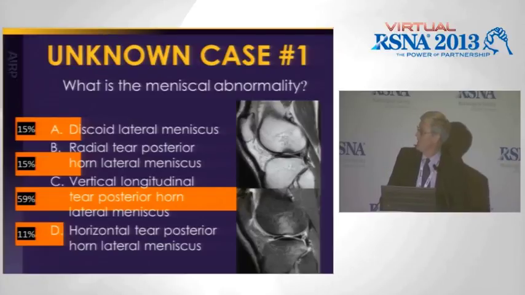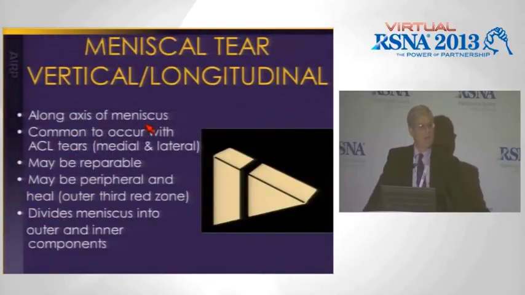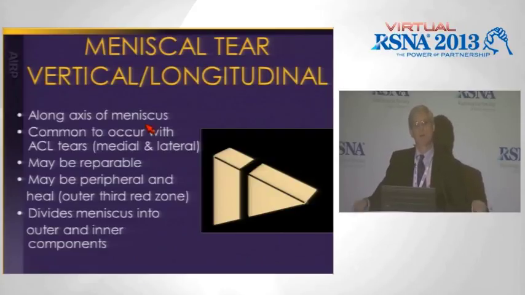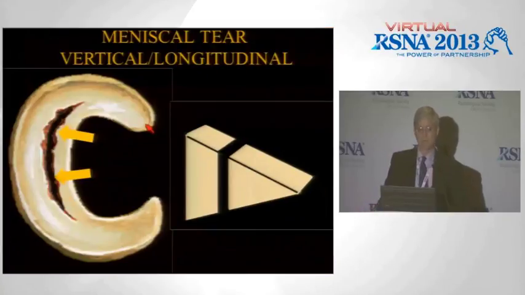Good. So vertical longitudinal tear of the posterior horn of the lateral meniscus. That is the correct answer, and we'll talk about that a little bit. Dr. Pathria touched on this as well. These are very common to be associated with ACL tears, both medially and laterally. And in fact, they may be repairable as well, particularly if they're in the peripheral third of the meniscus, which is the vascularized zone, which, because it's vascular, can heal on its own.